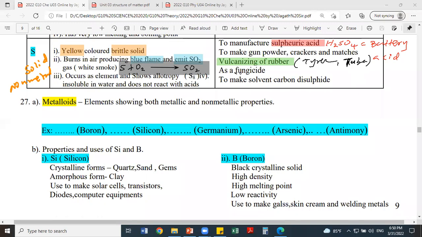Then fungicide. Sulfur containing compounds stop the fungus from growing. So most skin creams for fungicide, creams or whatever, contain sulfur.